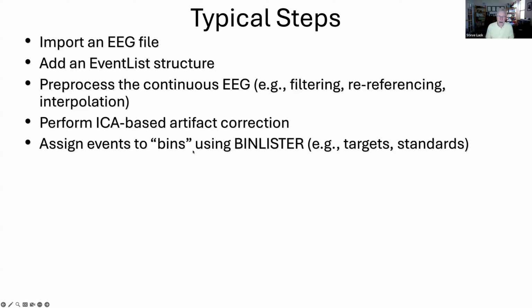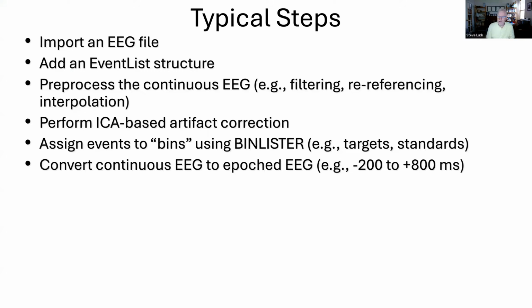So we have a very powerful, not super intuitive, I have to say, but very powerful tool for this called Bin Lister that allows you to abstractly describe what goes into your bins, like I need any instance of event codes 11, 21, or 31 that are preceded by event code 202 and followed between 200 and 1,000 milliseconds later by event code 254. So you can do something complex like that or something simple, and it will, for each event code, figure out which bin or bins it should be assigned to.